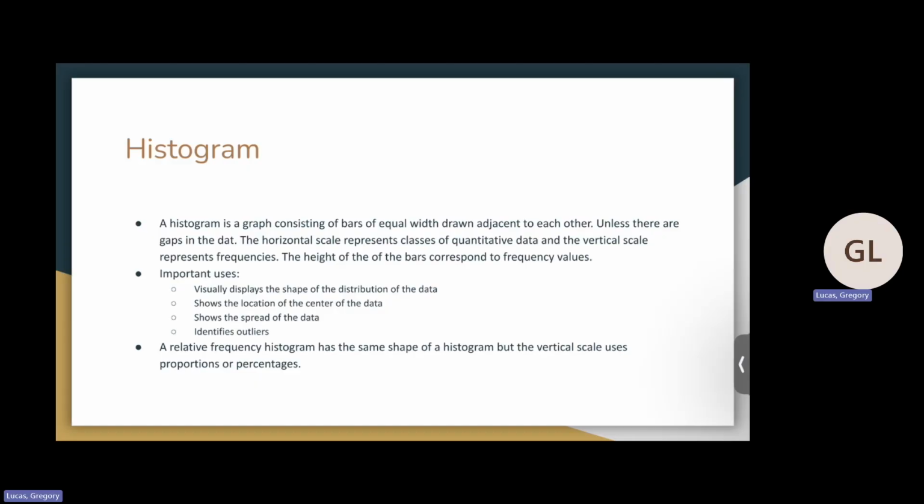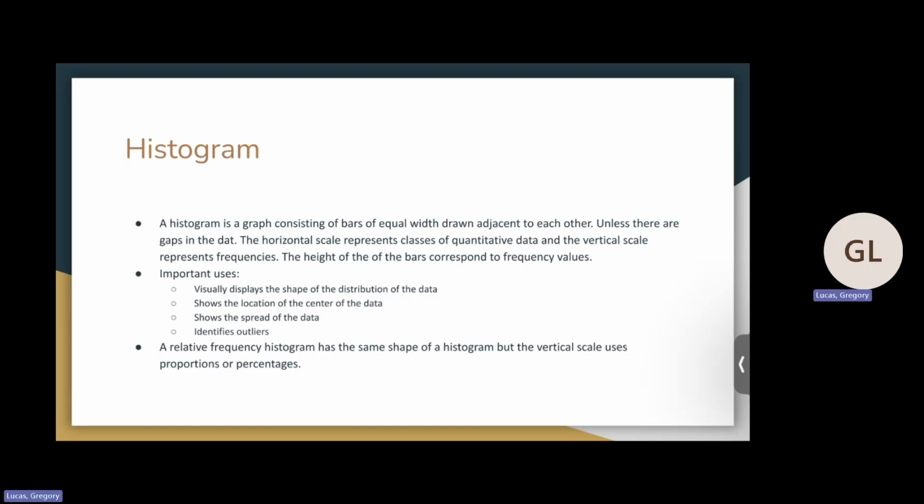So a histogram is a graph consisting of bars of equal width drawn adjacent to each other, unless there are gaps in the data. The horizontal scale represents classes of quantitative data, and the vertical scale represents frequencies. The height of the bars corresponds to frequency values. So we're going to take our tables we had last class, and we're going to turn them into a graph.